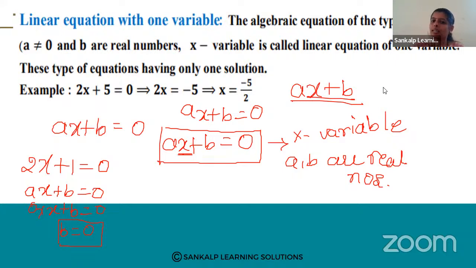Next. A linear equation of one variable has only one solution. Here one word is there, that is solution. So my dear children, what do you mean by solutions? Yes, anybody? What do you mean by solution? Have you heard the word solutions? Yes.